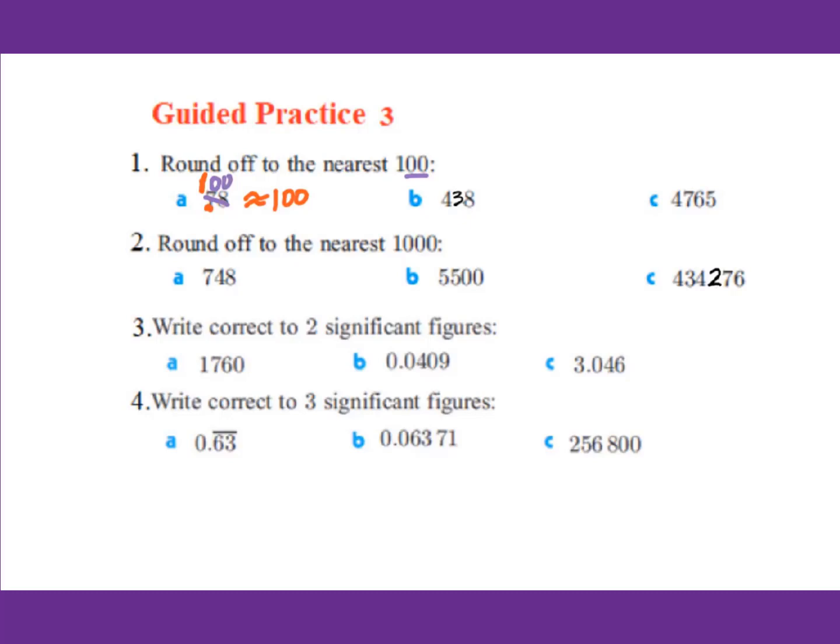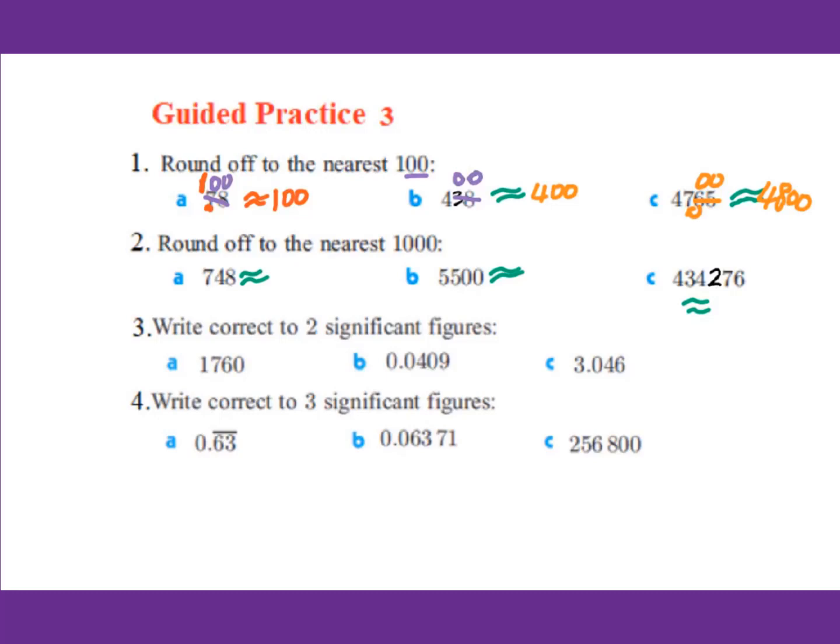Let's go to B. Still change the last 2 digits into zeros, then cross out. Then you need to check this 3. We know 3 is less than 5, so we round down. That is 400. For C, I need to change the last 2 digits into 2 zeros. Cross out. This 6, we need to round up. So change into 4800.